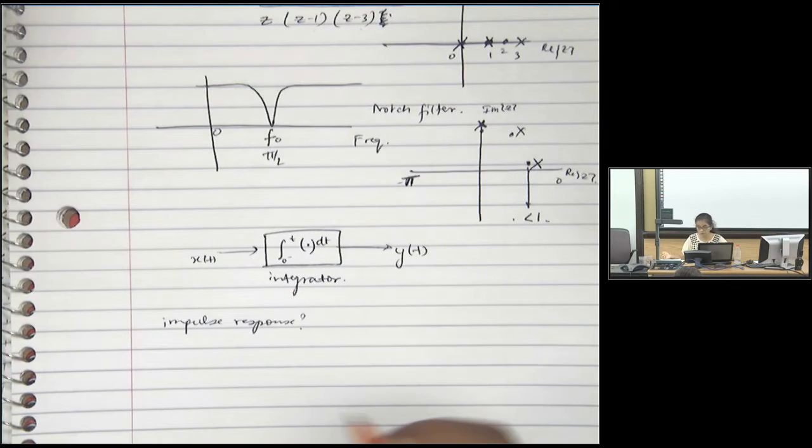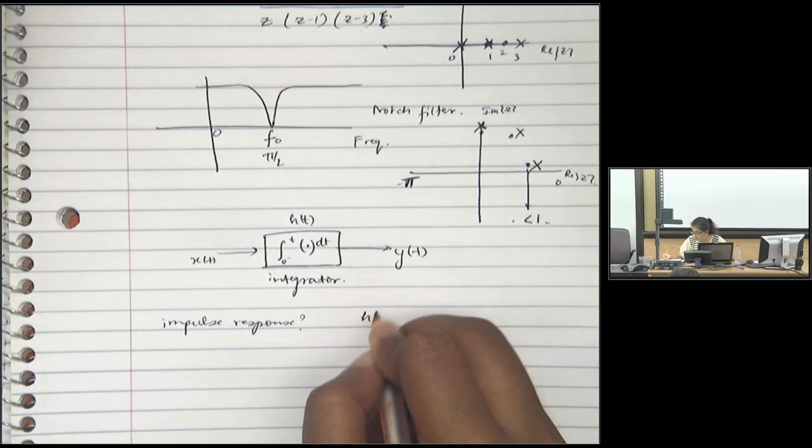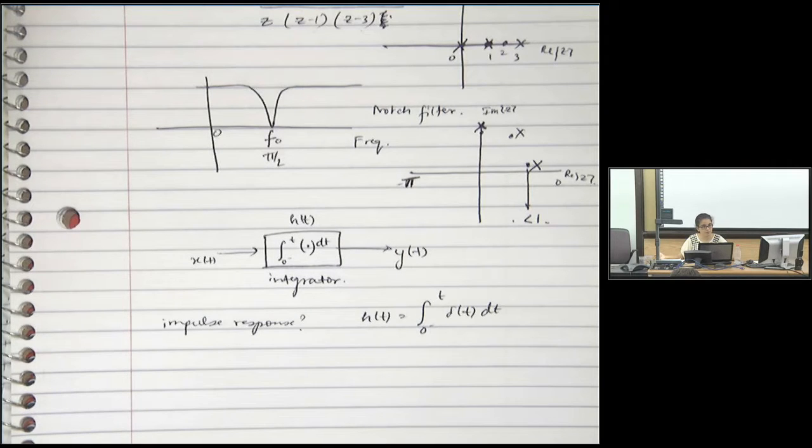For the impulse response, what would be my first step? Let's say this is h of t. How will I go forward to find it? My h of t will be the integration of delta of t dt, and that is u of t. So this is my impulse response.